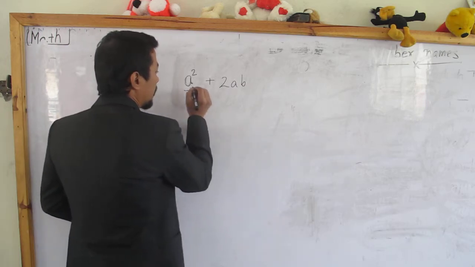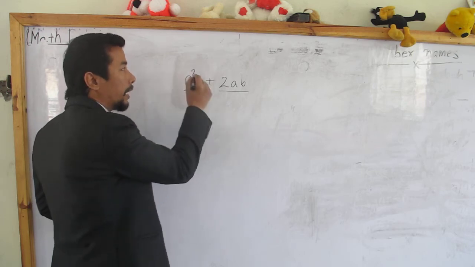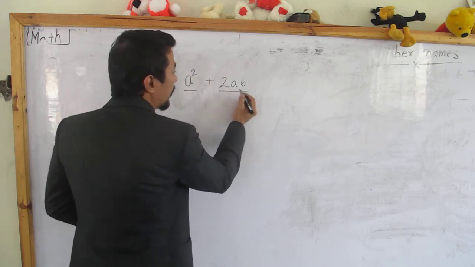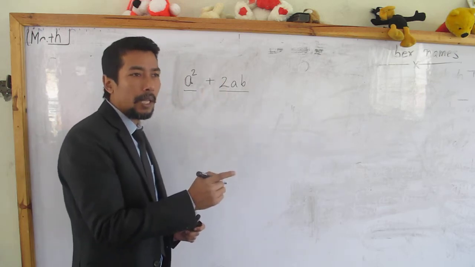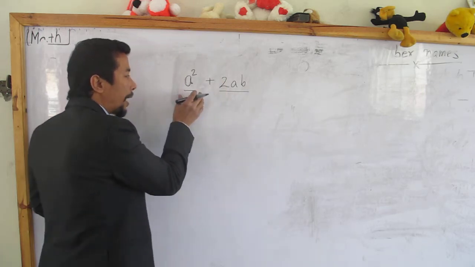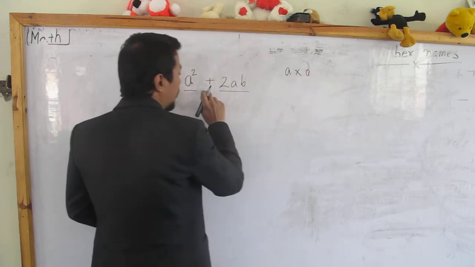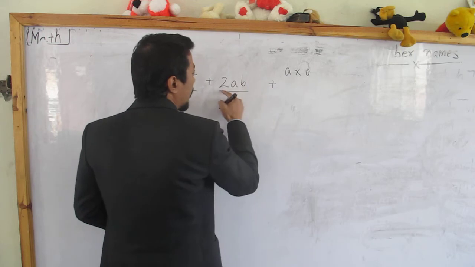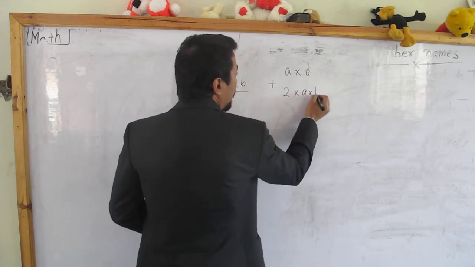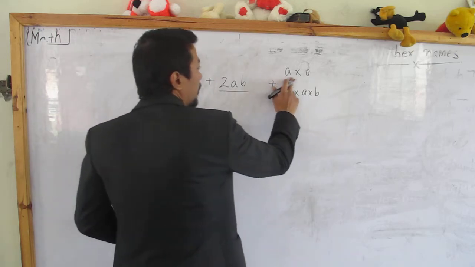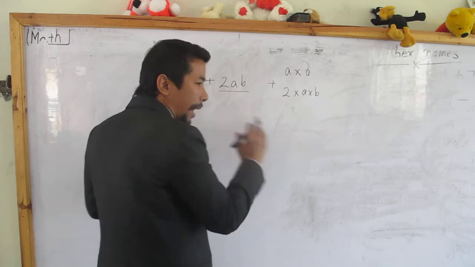Now we have two terms. In this term we have a square, that means a times a, and in this term we have 2ab, and this means 2 times a times b. Now when we expand this, we get a times a, and here there is a plus sign, and then 2 times a times b. So this is the first expression, and this is the second expression. So we expanded the two terms.